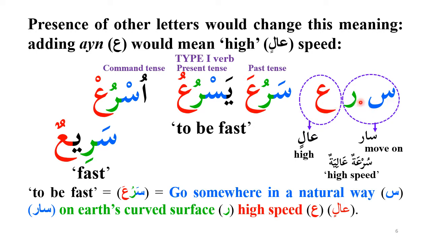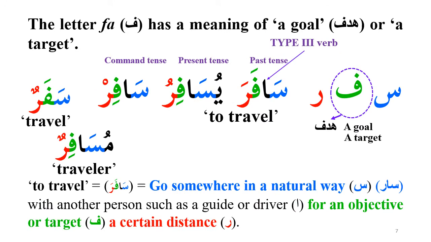If you can understand that the Sin and Ra would be associated with some sort of movement, then you can easily learn so many other words. For example, Sari'un means fast, which comes from the root letters Sin, Ra, Ain. Sin, Ra means Sara, to move on, to go somewhere. And Ali is high. So Sari'un means to be fast. Makes perfect sense, right? You can see Sur'atun Aliyatun means high speed. So it's very easy to get the meaning of the letters. As you can see, it is inside the letters, and each letter has a meaning.